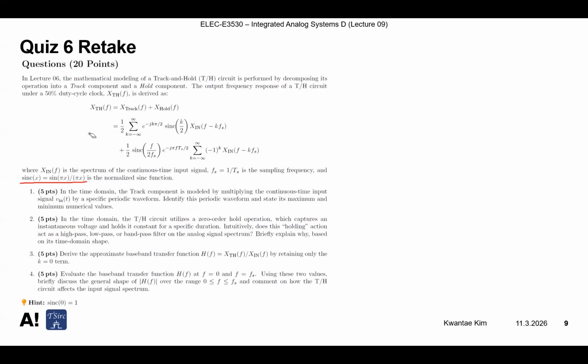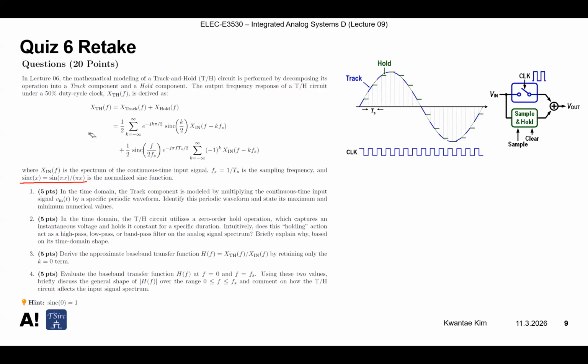In the time domain, the track component is modeled by multiplying the continuous-time input signal X_in by a specific periodic waveform. Identify this periodic waveform and state its maximum and minimum numerical values. If you recall correctly, you may recall this kind of waveform and the mathematical modeling.